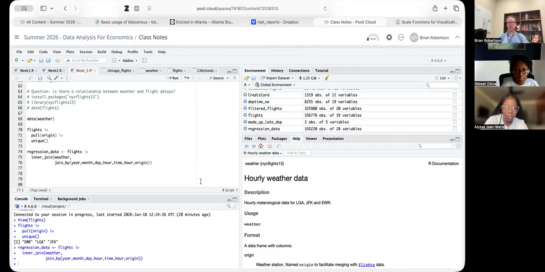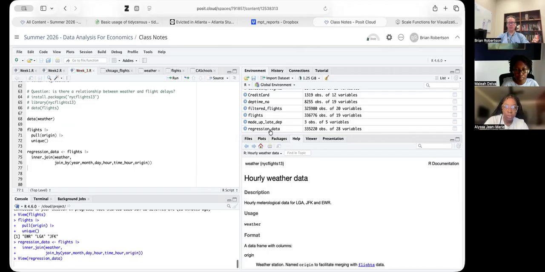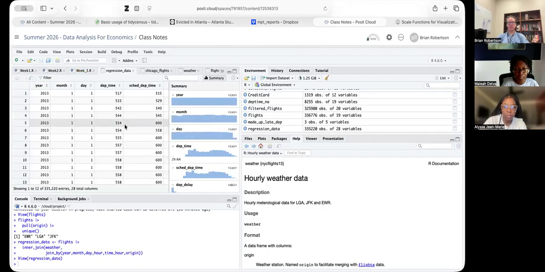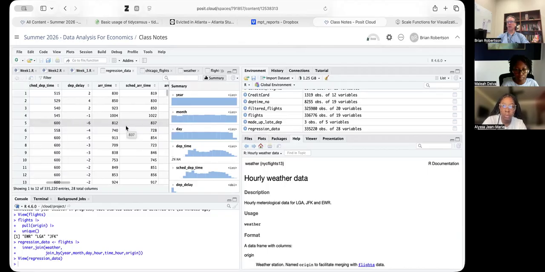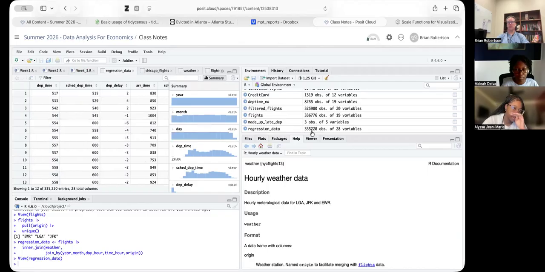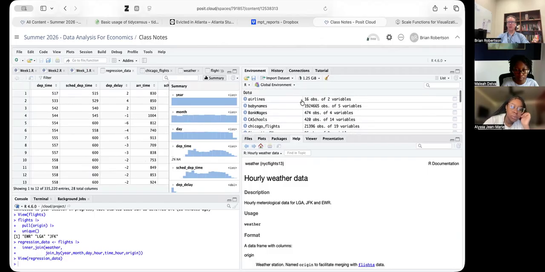And I do. I do get regression data. I get a lot of regression data. I get 335,220 rows of data. If I go up to my flights, did I lose anything?